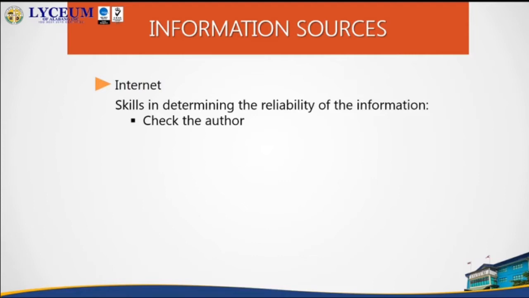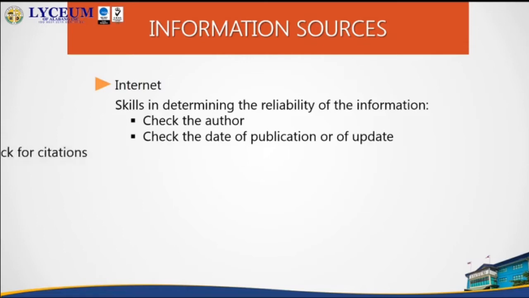So if you encounter certain information on the Internet without the author, it means that something might be wrong in the said information. Next, check the date of publication or update. While the information may be true, it may not be reliable if it is outdated and may have lost relevance. Okay? Next, check for citation. Reliable authors have the discipline of citing sources of information.